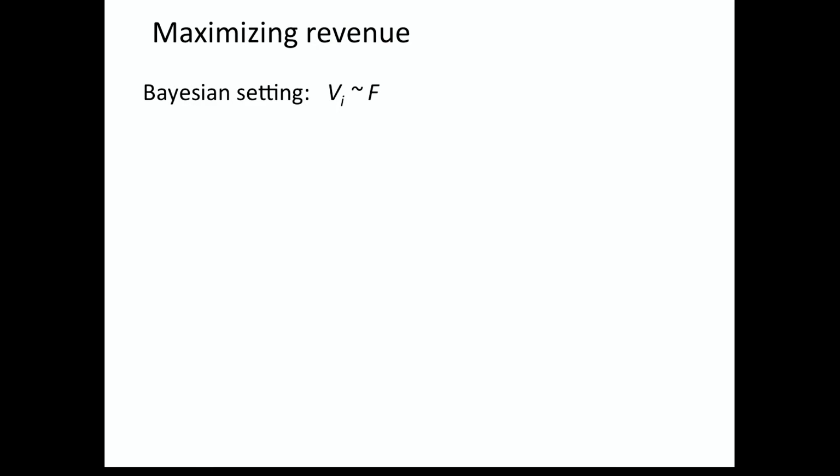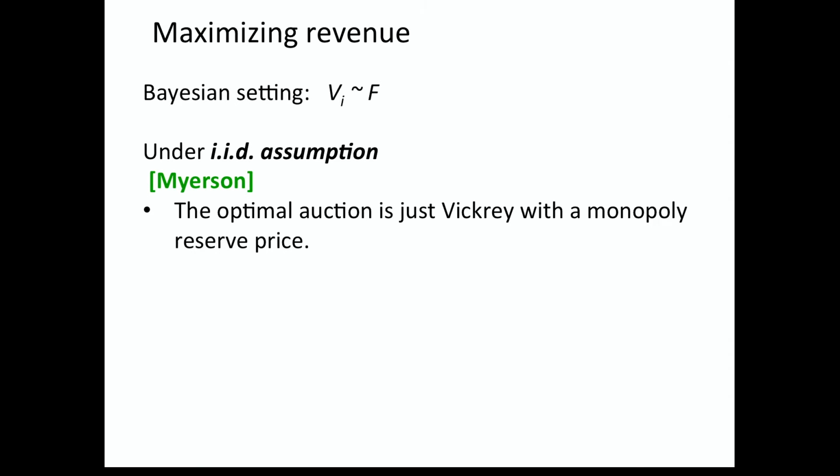Okay, so what about in a more general setting? For example, if the bidders are IID, then it turns out that the optimal auction is just the Vickrey auction with a monopoly reserve price.